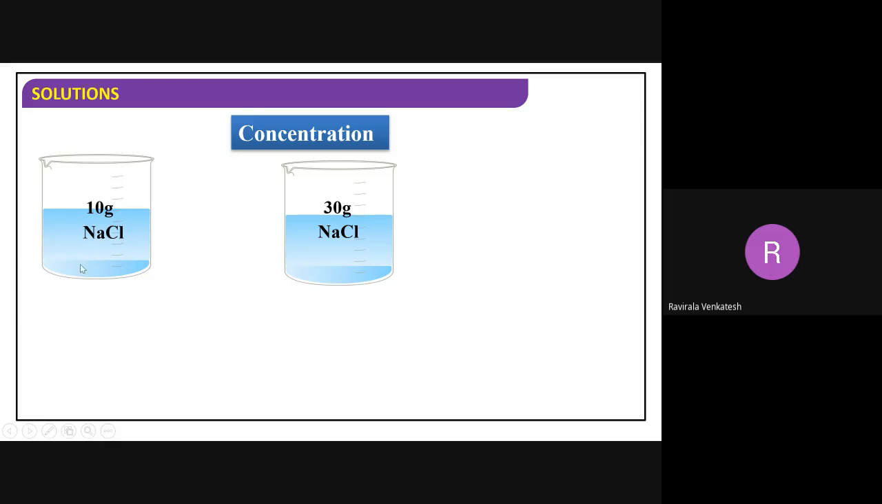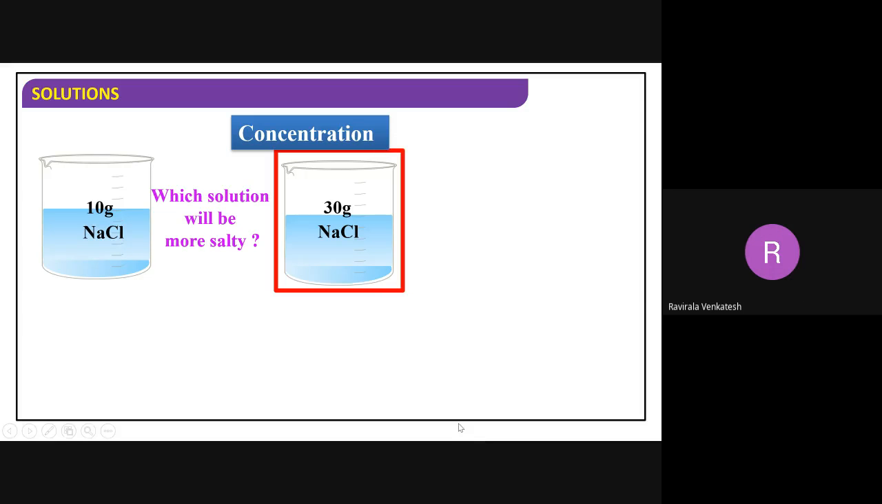The volume of the solvent in both cases is the same, but what is the difference here? The solute is also the same, but the weight of the solute is different here. Now, which solution will be more salty and more concentrated? The second one, with more grams of NaCl, will be more concentrated, correct? Now, why is it more salty? What is the reason behind this?